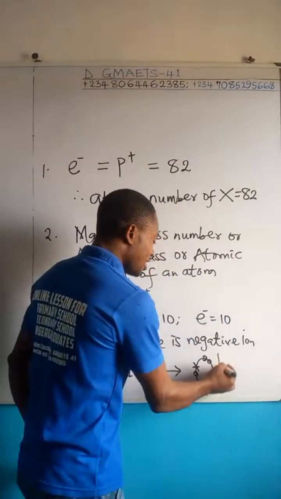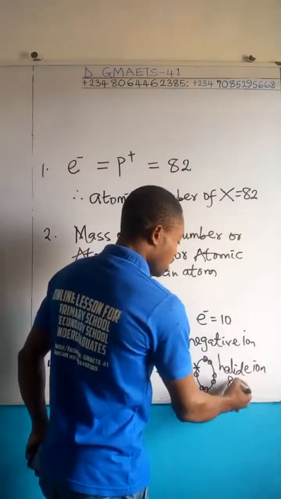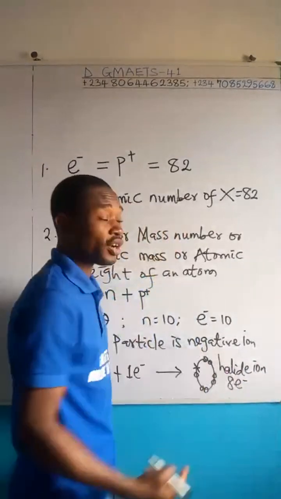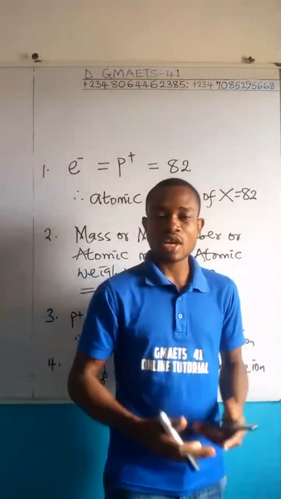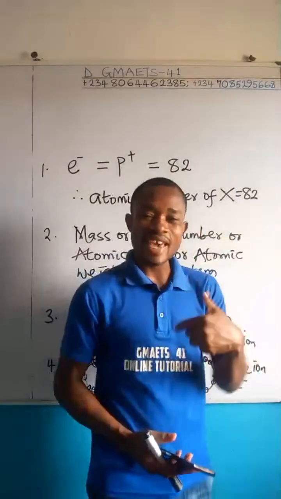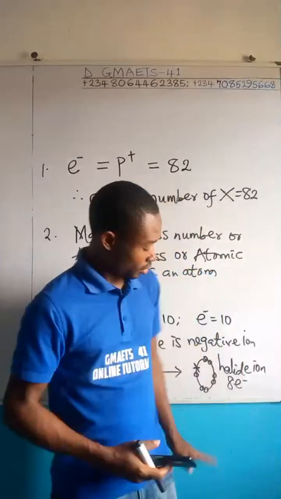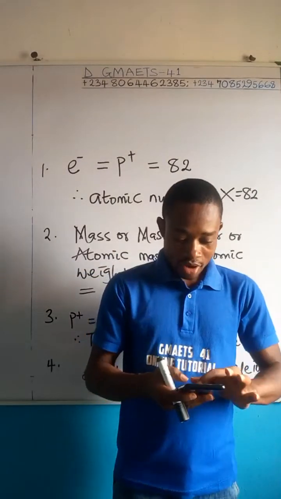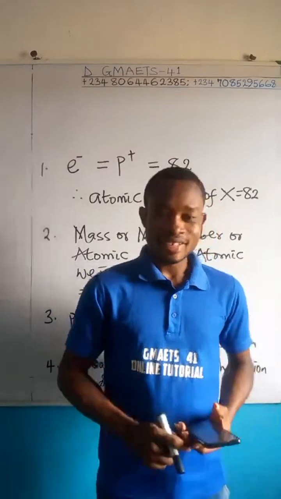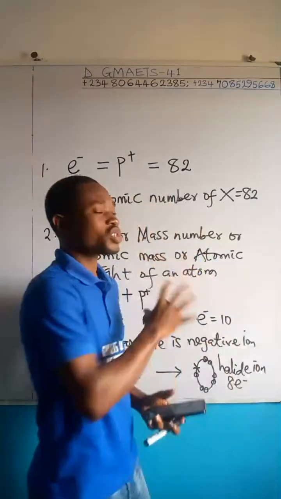This is a halide ion, with how many electrons? 8 electrons. You can find out yourself. So the number of valence electrons, the number of electrons in the outermost shell, when a halogen gains 1 electron to form a halide ion, is 8. All right, I want to believe we are learning. Does this answer make sense to you?